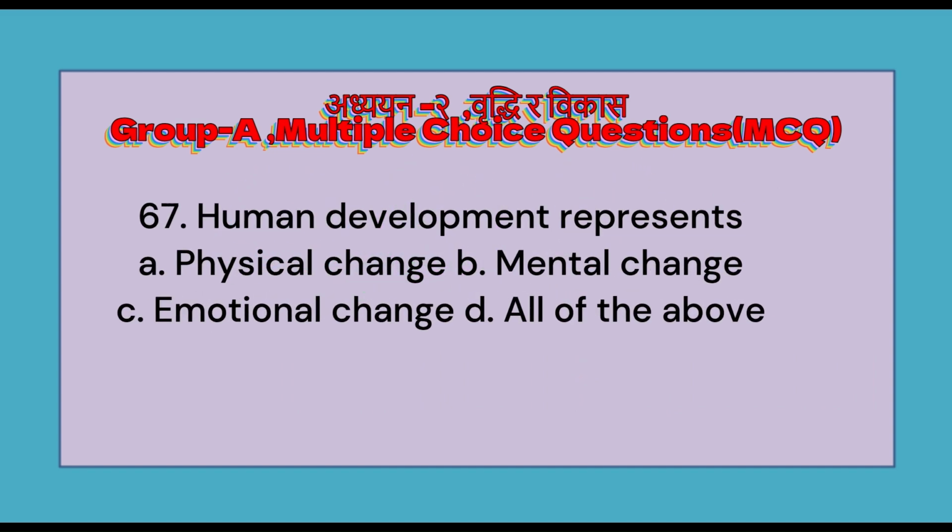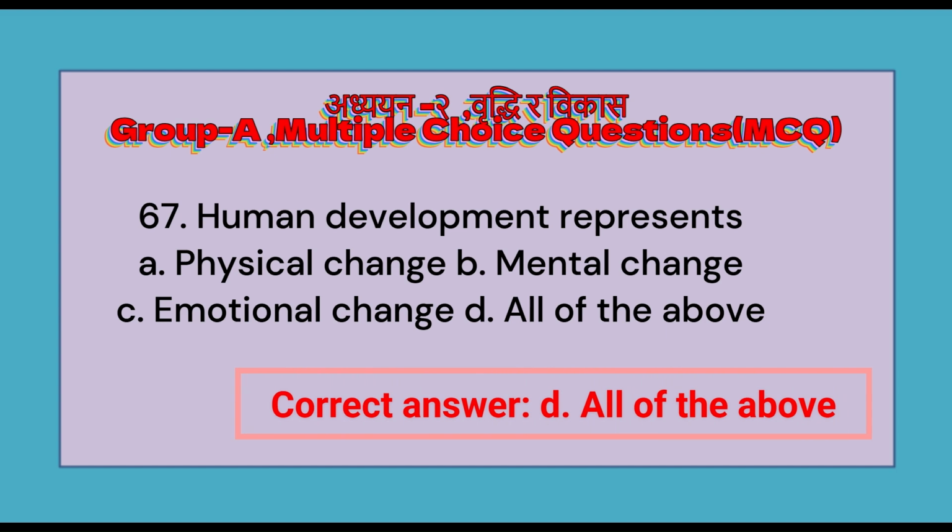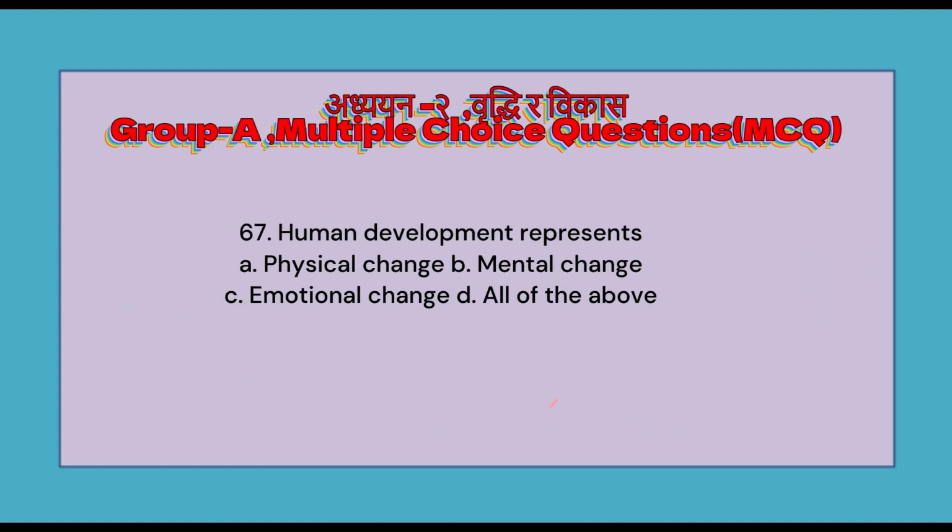67. Human development represents A. Physical change, B. Mental change, C. Emotional change, D. All of the above. Correct answer: D. All of the above.